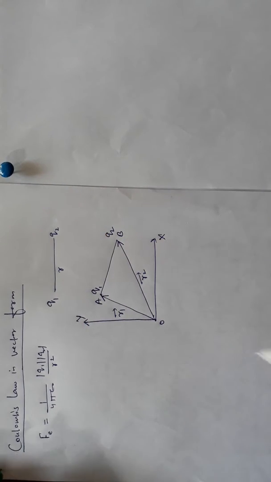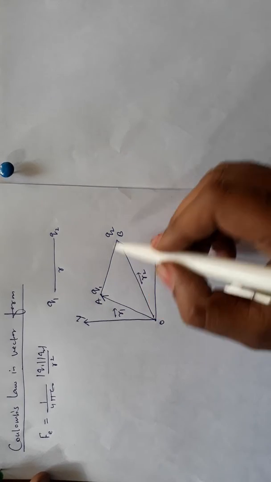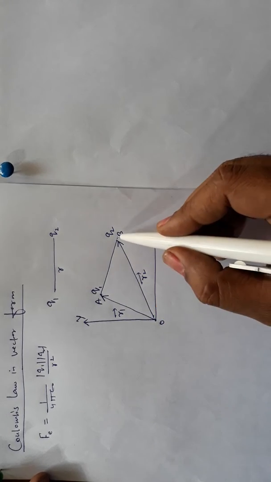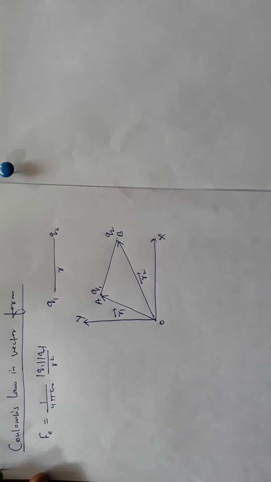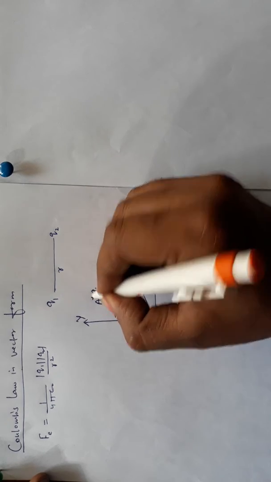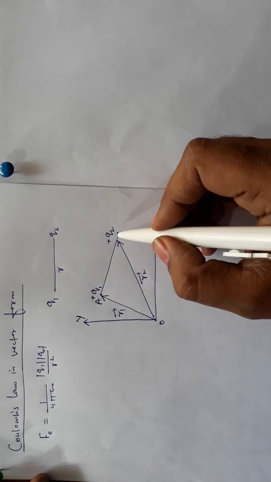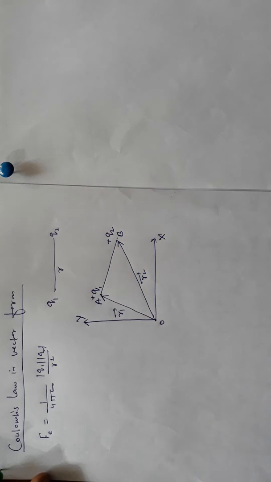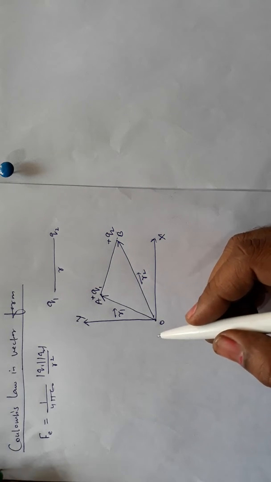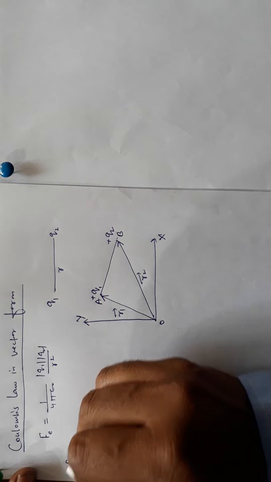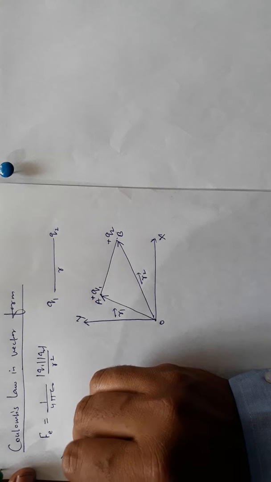We have to find Coulomb's law in vector form, that is, the electrostatic force between two point charges Q1 and Q2, both the magnitude and the direction of the force. Let us suppose both the charges are positive, for example. First, let us find the force on charge Q2 due to charge Q1. Initially, we will find the magnitude. The force on charge Q2 due to charge Q1 is denoted as F21.